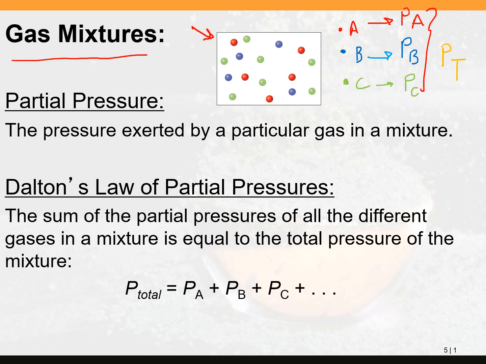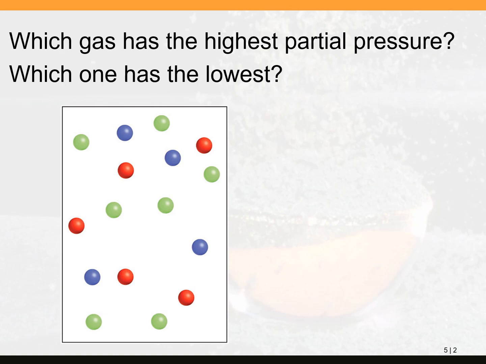which brings us to Dalton's law of partial pressures. The total pressure in a container of a mixture of gases is equal to the sum of the partial pressures of all the gases. The partial pressure of a gas depends on its number of moles. If you recall the ideal gas law, PV equals nRT, gases in the same container have the same volume, are at the same temperature, so pressure is directly proportional to number of moles.